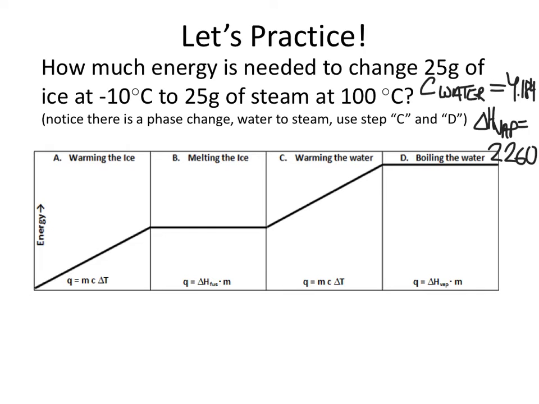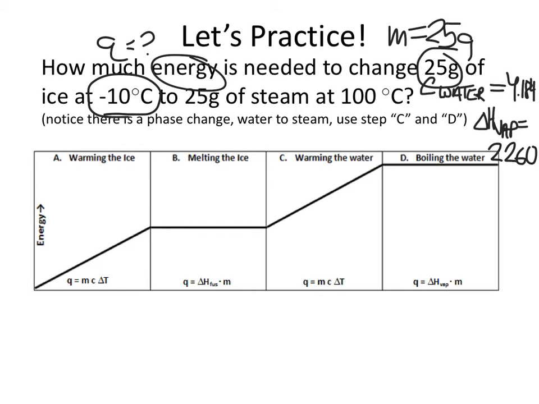All right, so how much energy is needed to change 25 grams? Okay, so first of all, I've got a mass of 25 grams of a substance here, and I'm looking for energy. So in the end, I'm looking for my Q value. All right, it sounds like I've got ice at negative 10 degrees Celsius, and I'm going to convert that to 25 grams of steam at 100 degrees Celsius. Wow. Okay. There is going to be a phase change here, quite a few. So I'm starting at ice at negative 10 degrees Celsius.